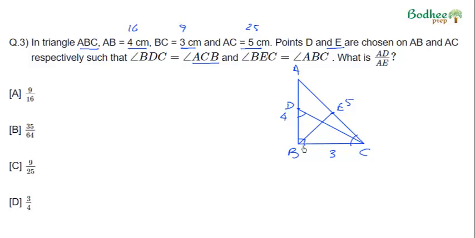Similarly, BEC, that is this angle, is equal to ABC, that is 90 degrees. So obviously this is 90 degrees, correct? This is 90 degrees. So here we can see that there are a lot of triangles formed because of the cross intersection of DC and BE. So a lot of similar triangles will also be formed. Let us figure them out.